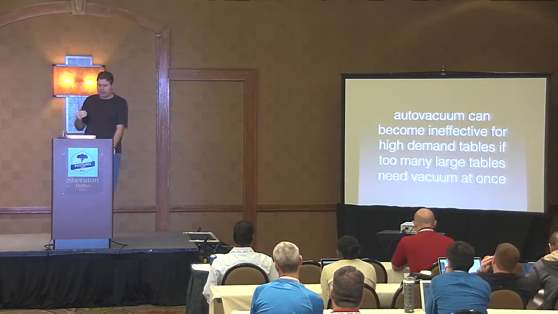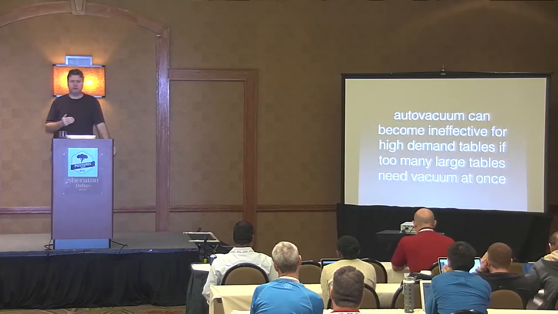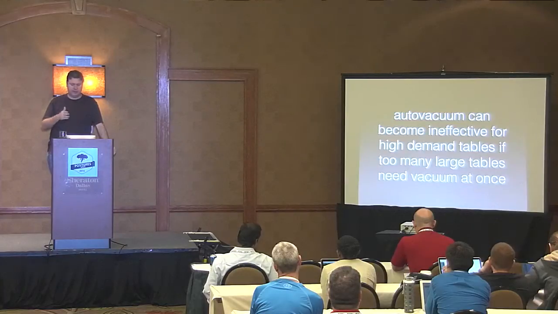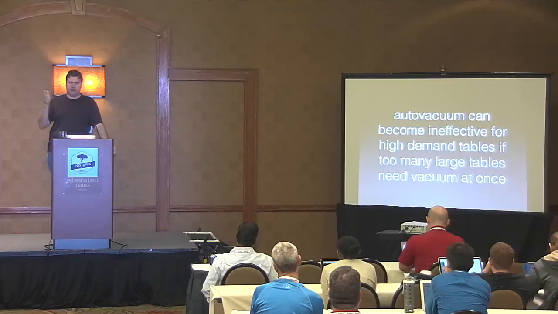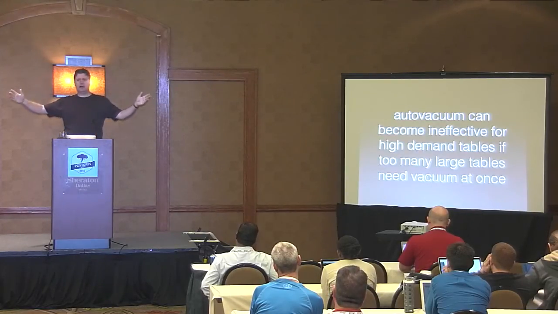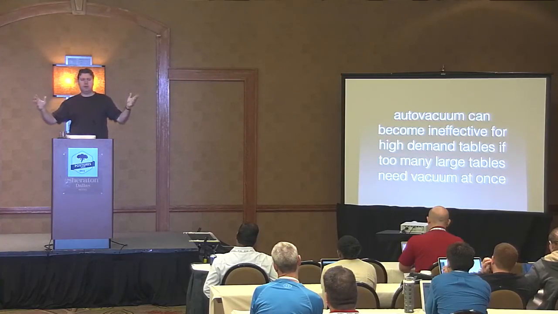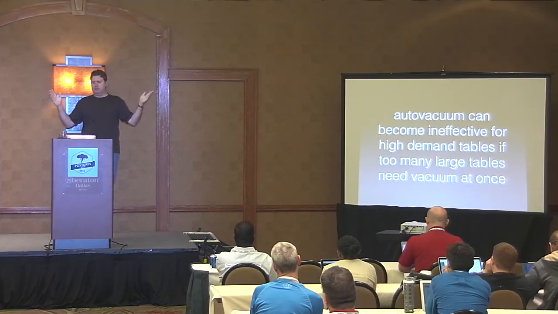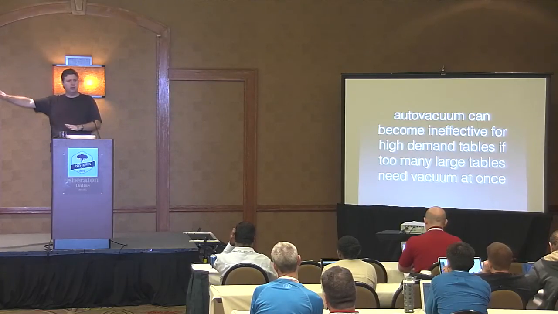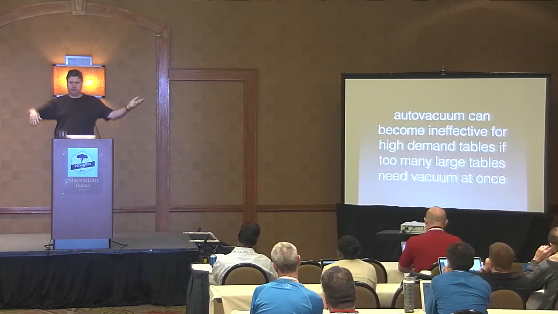Auto vacuum can become ineffective for high demand tables if too many large tables need to be vacuumed at once. So by default, I think we have 3 auto vacuum workers. If you have 3 multi-terabyte, you know, hundreds of gigabyte tables, and all of them suddenly need to be vacuumed at the same time, all your auto vacuum workers can easily end up stuck working on those, and nothing else is getting vacuumed in the entire cluster until at least one of those finishes.